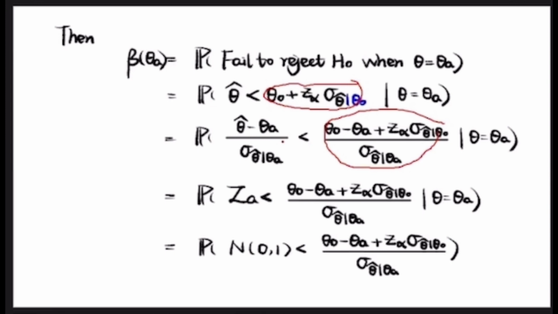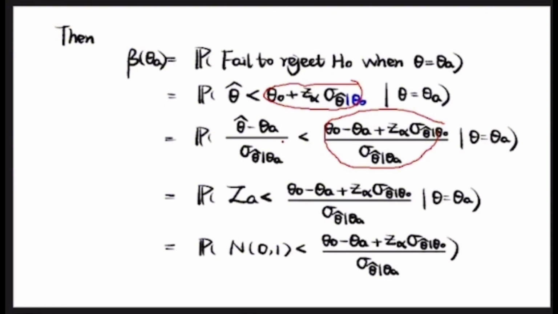I know this is mathematical. In case you need clarification, I need you to tell me now: how do we move from the second line to the third line? We subtracted theta A from both sides of the inequality. That is why you see theta A being subtracted from that, and theta A being subtracted from that, and we divided both sides by the standard deviation.